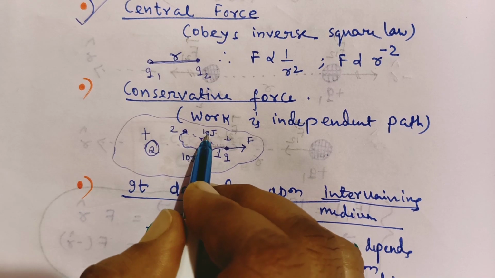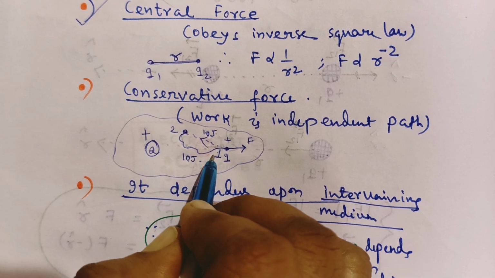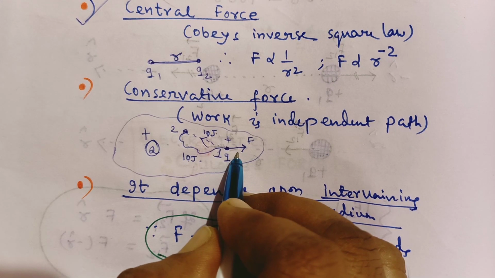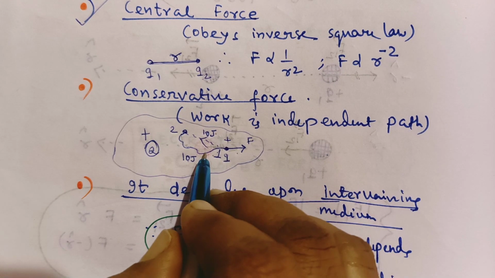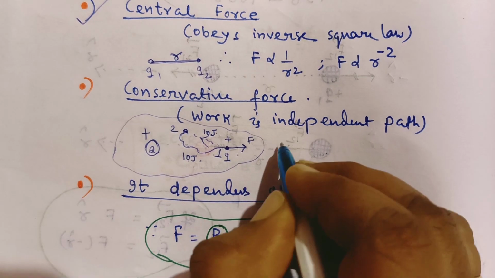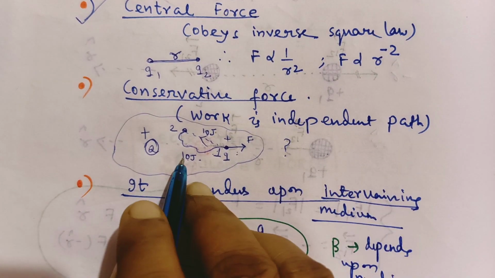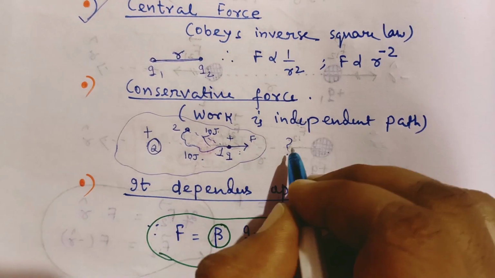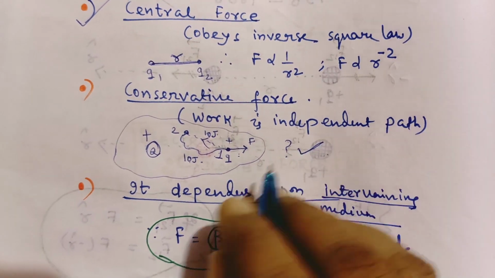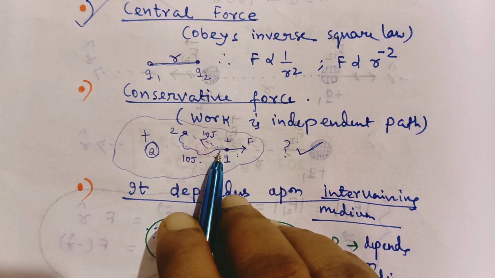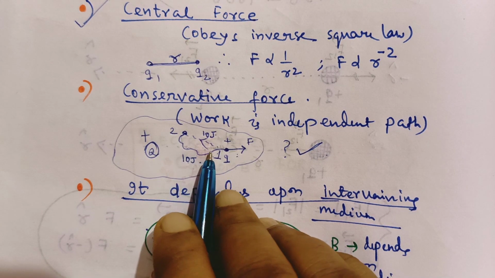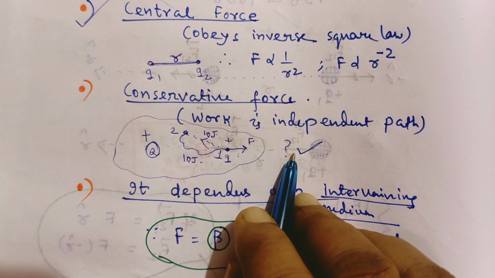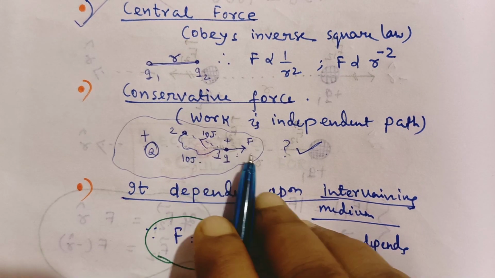That means work done is independent of path. And this work is done by which force? The electrostatic force. So the electrostatic force is a conservative force. Now a question comes to your mind: sir, how is work independent of path? This will be cleared when we discuss the motion of a charged particle in the electric field and the calculation of work. At that time, we will also clear how work is independent of path.